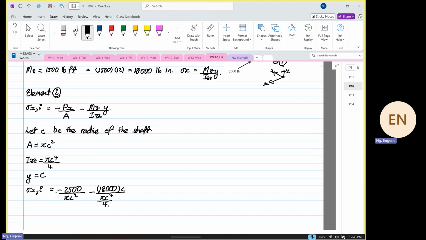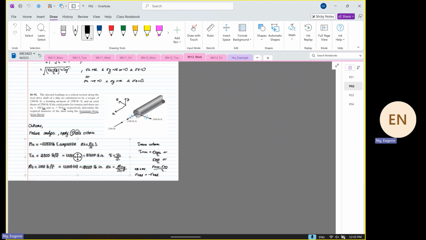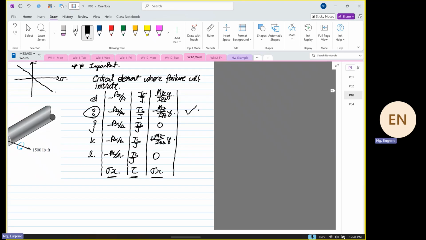Now we know that over here both of them are negative, because this is Px over A, and this is Mz over Izz multiplied by y. We know that because when we did our analysis, we are aware that the normal stress is in compression, and the moment is also going to induce a compression. That's why we put both minus signs over there.